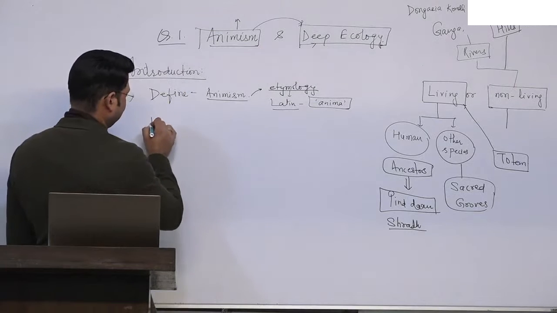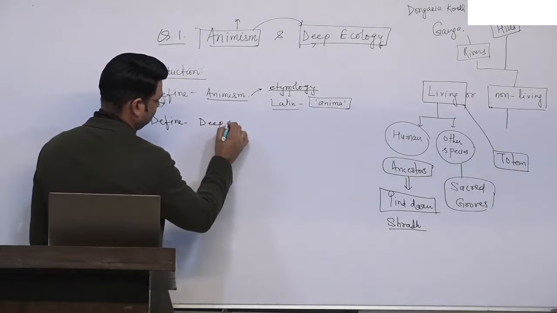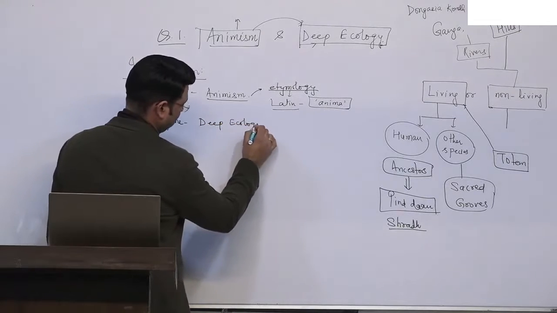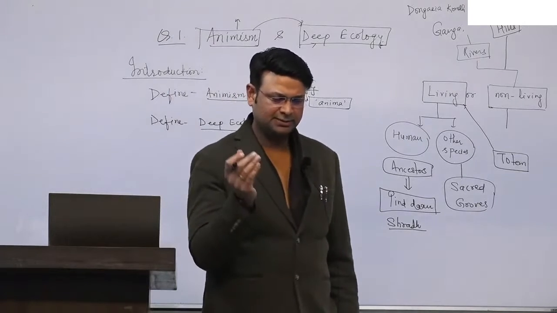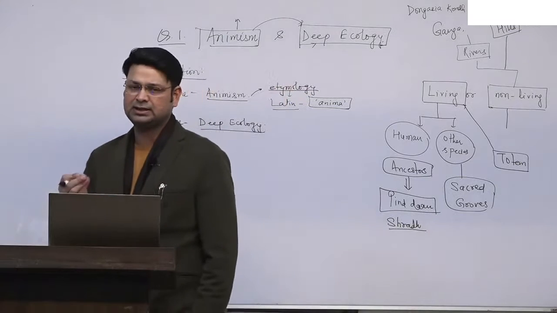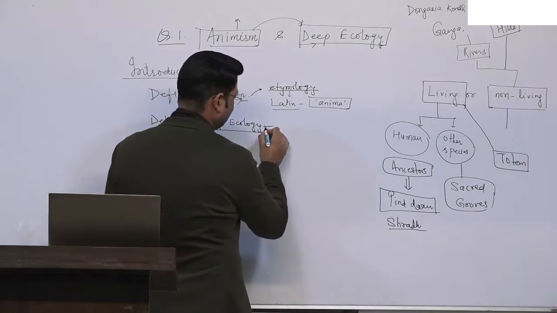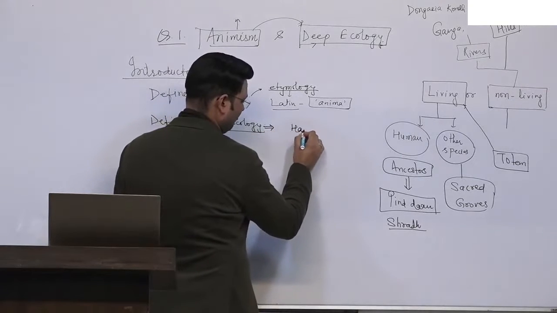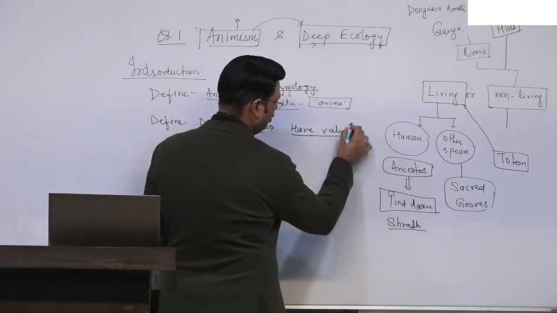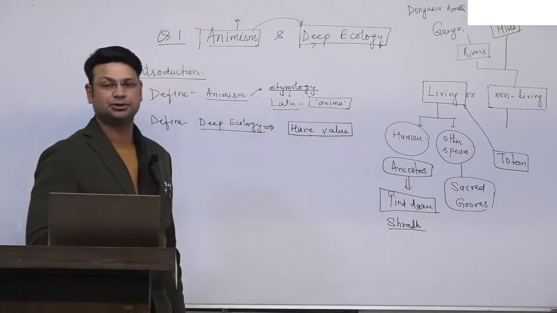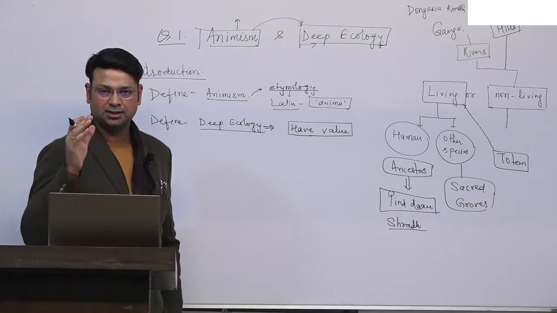Then you can define deep ecology. So what is deep ecology? Deep ecology is an environmental movement, or you can say an environmental philosophy. It says that everything in the ecosystem has value. We are not the only beings which should be valued.